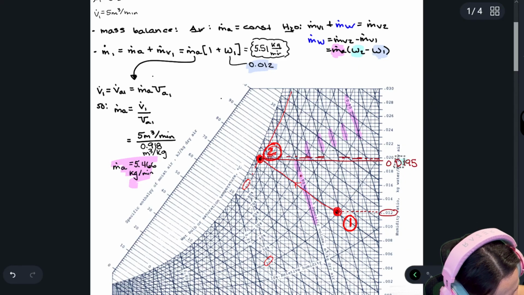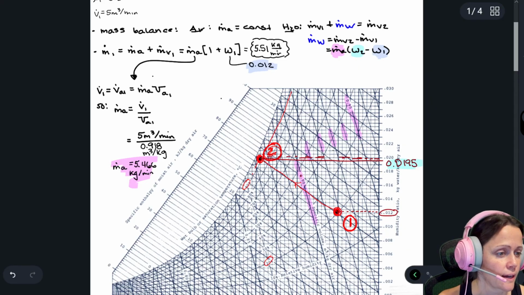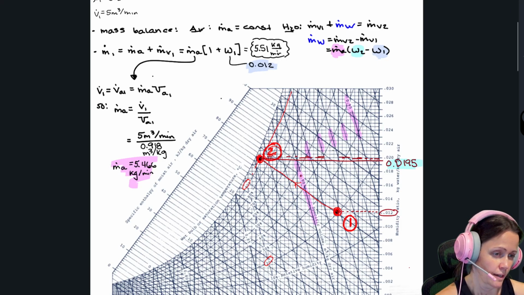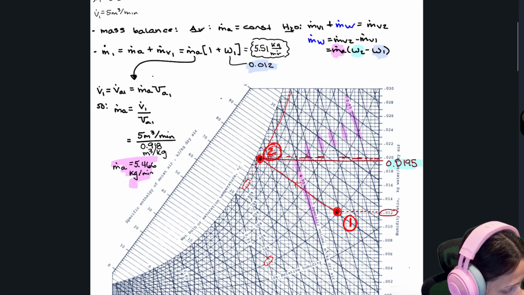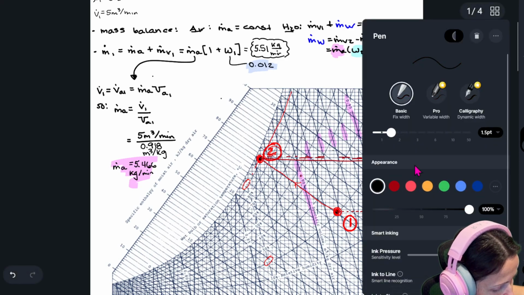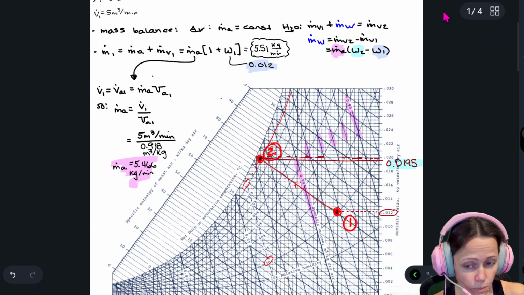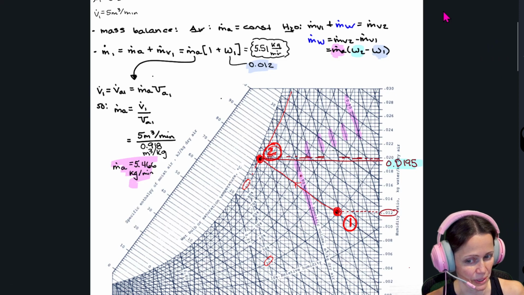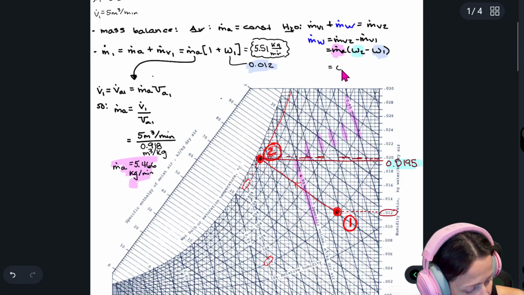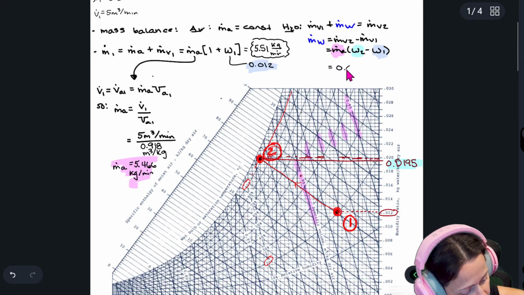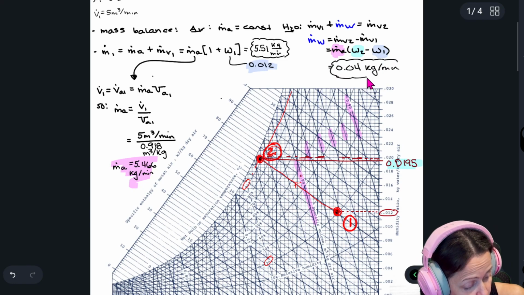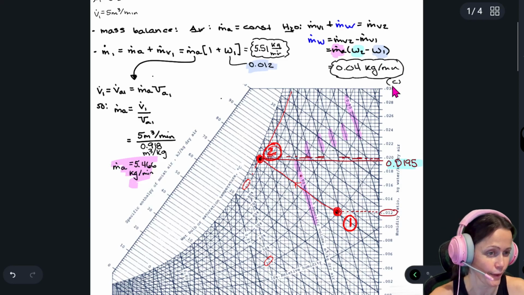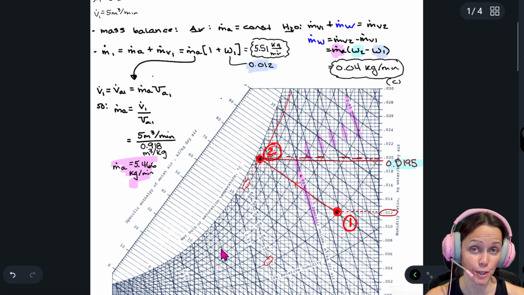So that guy, and let's see. All right, so about 0.04 and change. So if we had used 0.02, we would have got 0.0381, but this is fine. This is good enough for government work. 0.04, and it's kilograms per minute. So that's our m dot W, and that's part C. All right. Thanks for watching. Let me know if you have any questions.